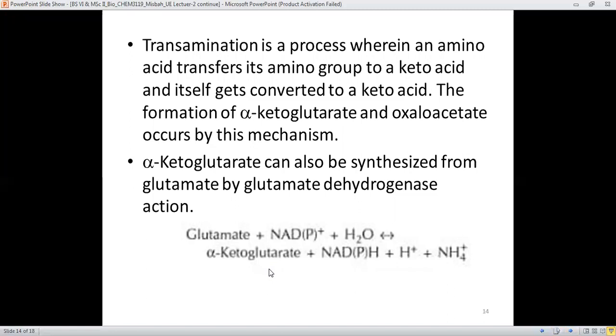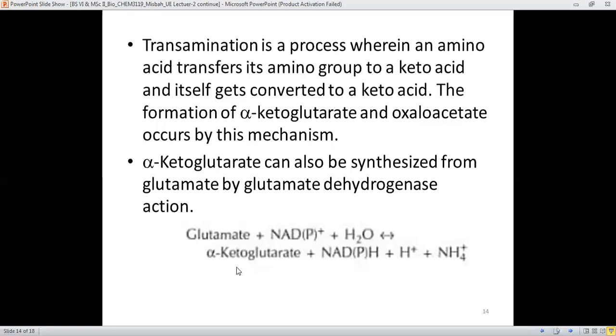Transamination is the process responsible for the transfer of an amino group from an amino acid to a keto acid, or it can be the other way. An amino acid transfers its amino group to the keto acid, and itself is converted to a keto acid. It means that it is an interconversion of keto and amino acids. The formation of alpha ketoglutarate and oxaloacetate occurs by this mechanism.